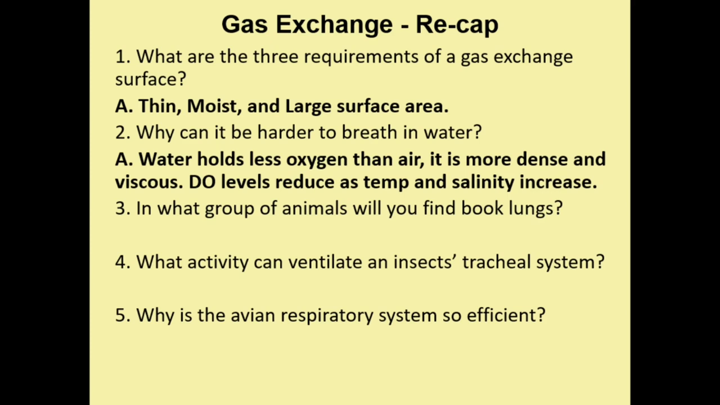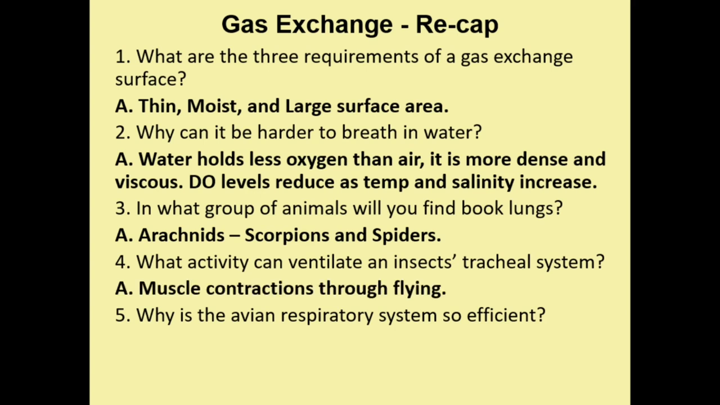Well, there's a few things you could have mentioned there. Water holds less oxygen than air. It is more dense and viscous than air, so it requires more energy to ventilate. And dissolved oxygen levels will be reduced as temperature and salinity increase. Okay, number three, in what group of animals will you find book lungs? Well, that's in our arachnids, so scorpions and spiders. Number four, what activity can ventilate an insect's tracheal system? Well, it's muscle contractions, and muscle contractions through flying.